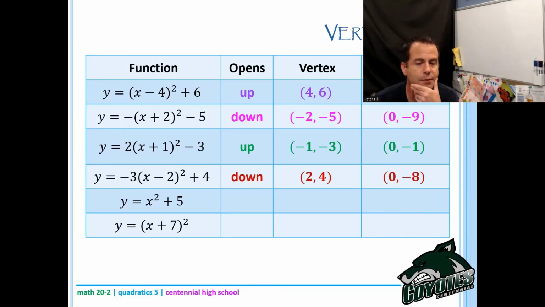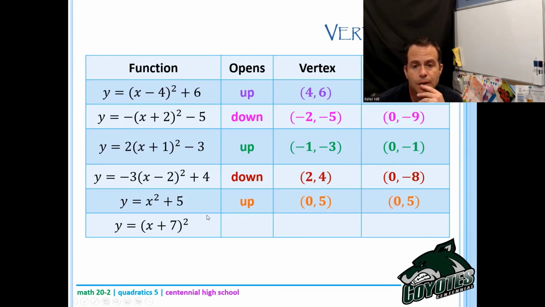Okay, second last one. I don't have an h value because there's nothing being added or subtracted to x. So that means my h value is 0 and my k value is 5. So my vertex will be 0, comma 5. I open up because my a value is still positive. And my y-intercept will actually be 0, comma 5 as well because I'm plugging 0 in for x.